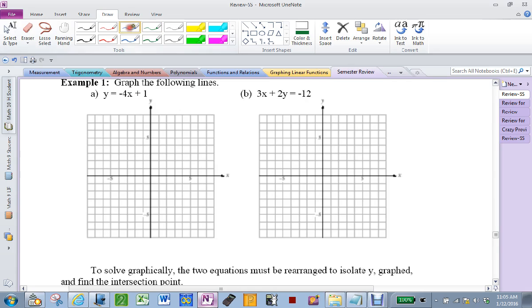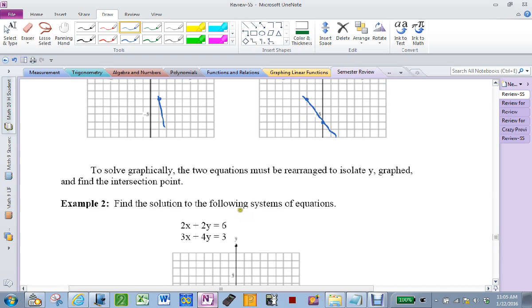So graph the following. y equals negative 4x plus 1, so I go up to plus 1, and I do a negative 4: down 1, 2, 3, 4, and out 1, and there's my line. Graph this guy. That's 2y equals negative 3x minus 12, which is y equals negative 3 halves x minus 6. So I go down to minus 6, then 1, 2, 3, over 1, 2, and there's that line. To solve graphically, all we have to do is find the intersection point.